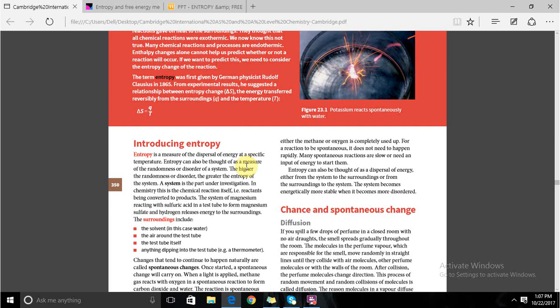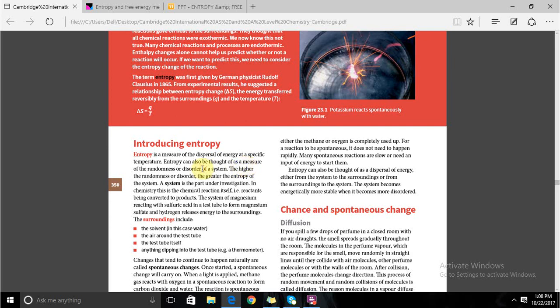And what could the surroundings be? It could be the solvent. In the case of magnesium and sulfuric acid reacting, the solvent would have been water, because the sulfuric acid is most likely aqueous. And then it could be the test tube itself, the test tube in which we have the magnesium, the sulfuric acid, the products, as well as the solvent. Or it could be the air that surrounds the test tube, that is also a surrounding. And anything that is dipping into the test tube but not partaking in the reaction itself, for example a thermometer, could also be thought of as the surroundings.